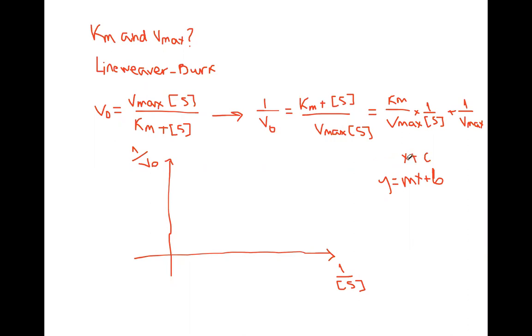And that's what we have, right? We have the slope equation where this is the x, this is b, and this is m, and this is y, correct? And then you get the slope. And the slope is what? Km over Vmax, correct?